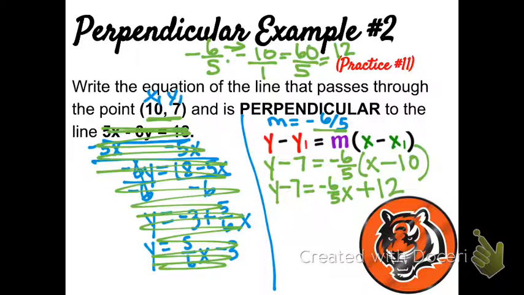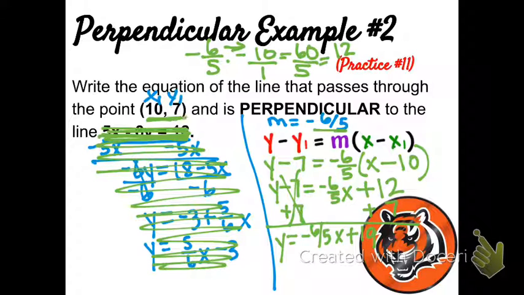My very last step is to move that minus 7, so I'm going to add 7 to both sides, because minus 7 plus 7 is 0. So I end up with y equals negative 6/5 x plus 19. So this is the equation of the line that is perpendicular to this equation and goes through the point (10, 7).